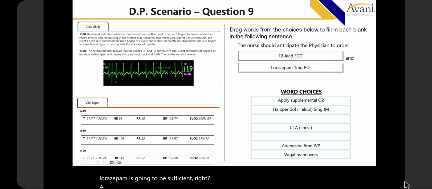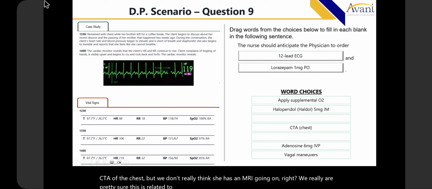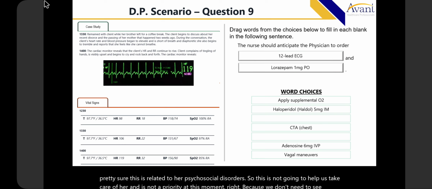A CTA of the chest, well, we don't really think she has an MI going on, right? We really are pretty sure this is related to her psychosocial disorders. So this is not going to help us take care of her and is not a priority at this moment, right? Because we don't need to see the blood vessels in her heart.